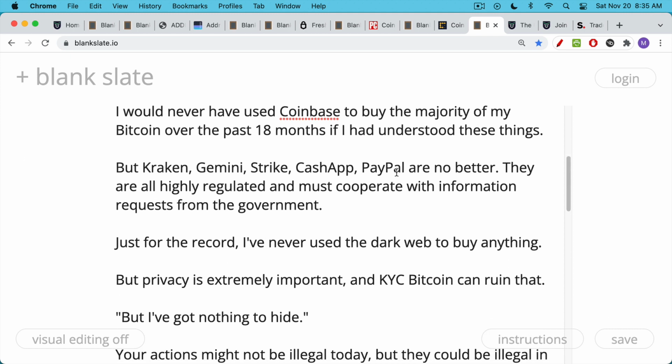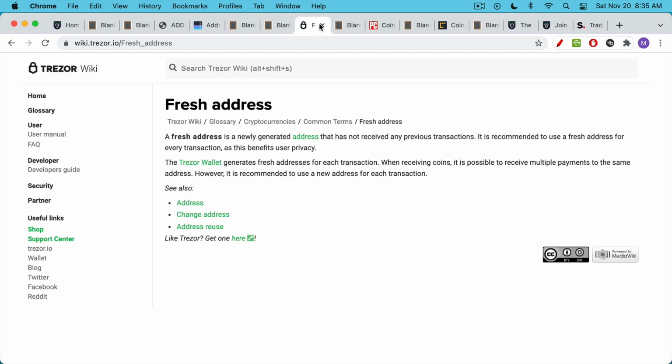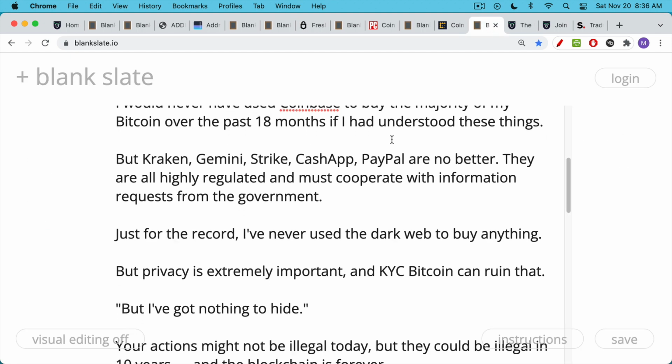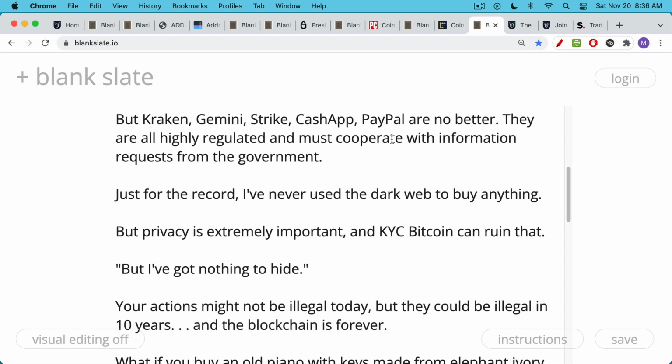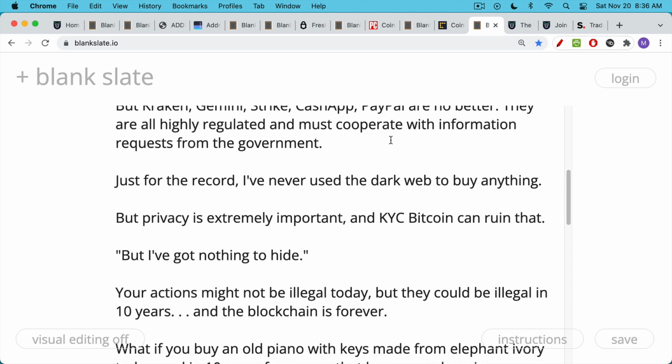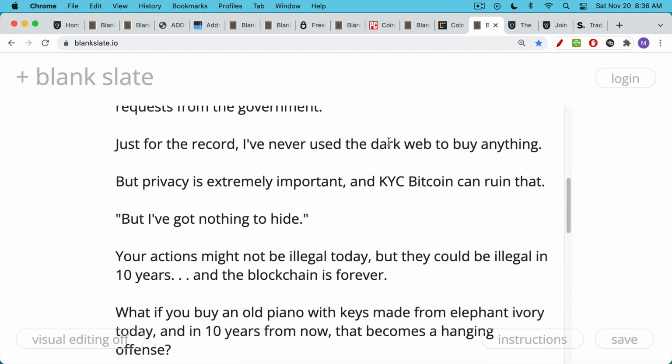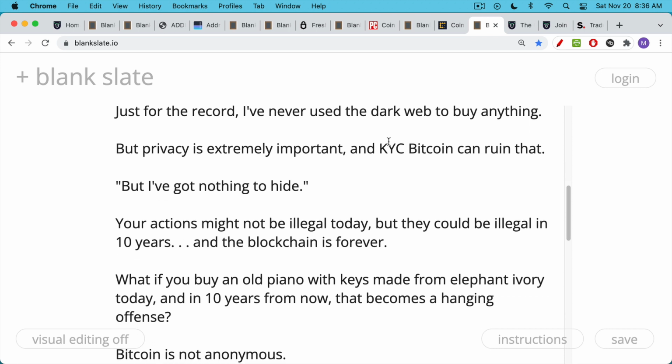So what are ways of dealing with this? Well, the first thing is always use a fresh address for receiving Bitcoin. The other thing you can do is, I should say that the argument against privacy always is, well, I've got nothing to hide. But it's important to remember that just because your actions are not illegal today, it doesn't mean that they're not going to be illegal in 10 years.